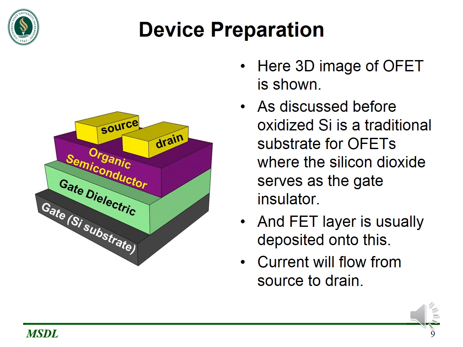Here a 3D image of OFET is shown. In this image, all layers are shown with different colors, so it will be easier to understand. As we discussed before, oxidized silicon is traditional substrate for OFETs, where the silicon oxide serves as a gate insulator. The active layer is usually deposited onto this, and current will flow from source to drain.